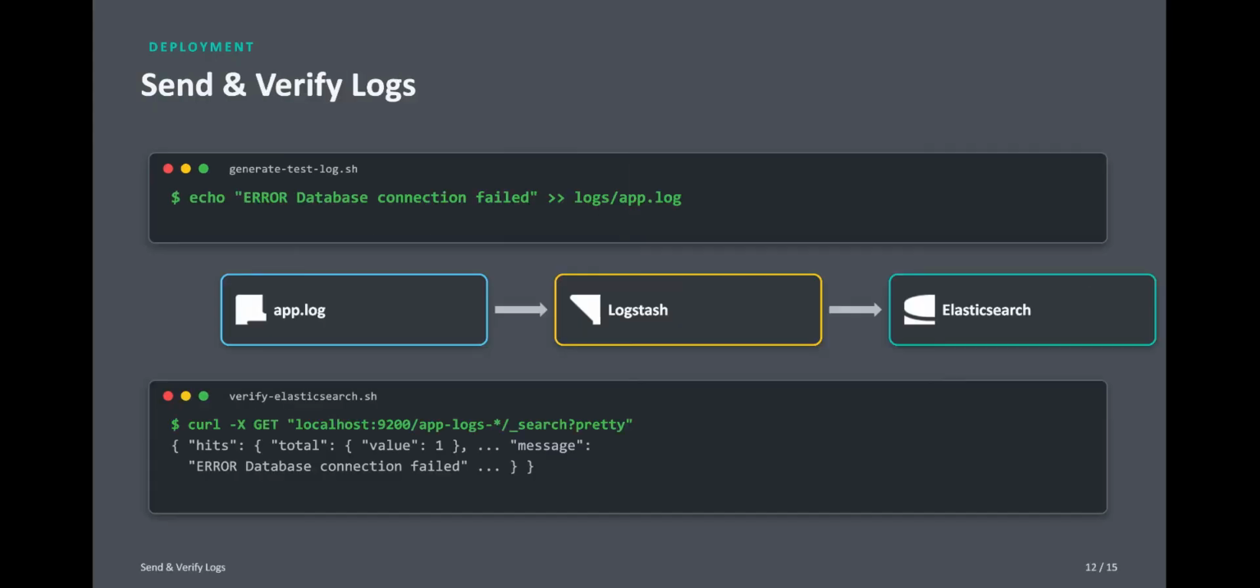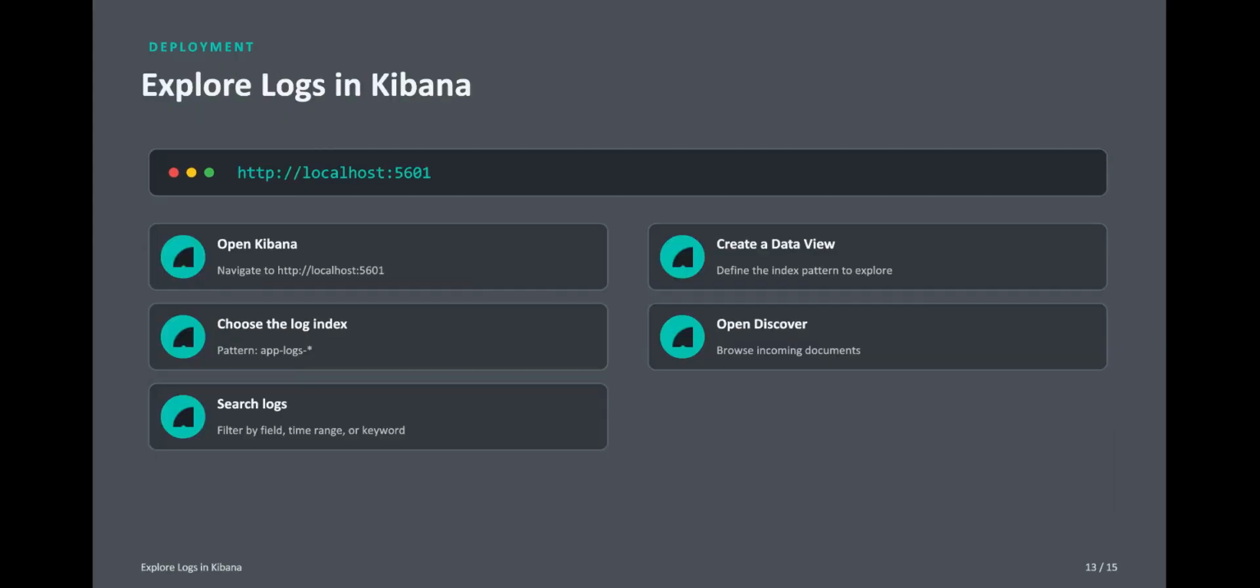To test the pipeline, append an error message or any log to the app.log file. Now, Logstash detects the new line and sends it to Elasticsearch. We can then use a curl search request against the app-logs index. If the message appears, boom, the pipeline is working end to end.